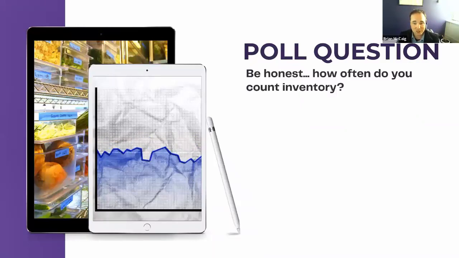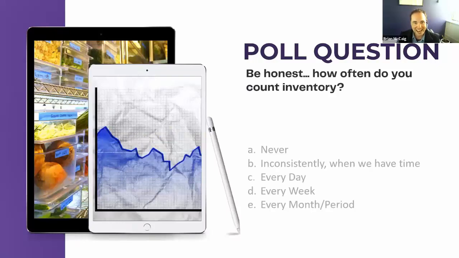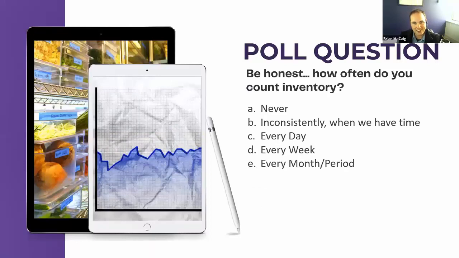We're just trying to get the temperature of the room, and it only works if you're honest. So make sure to be honest. How often are you counting inventory? That poll question should be coming up on your screen right now. I'll give you about 25, 30 seconds to get your answers in. And like I said, we'll share these at the end.